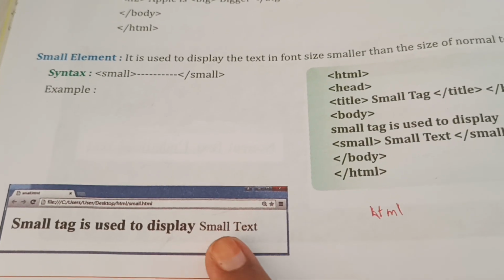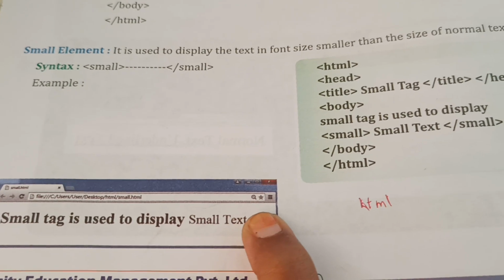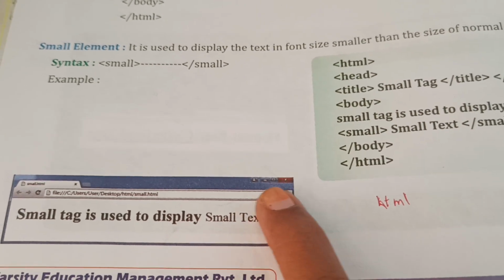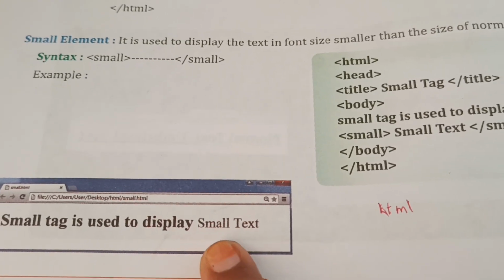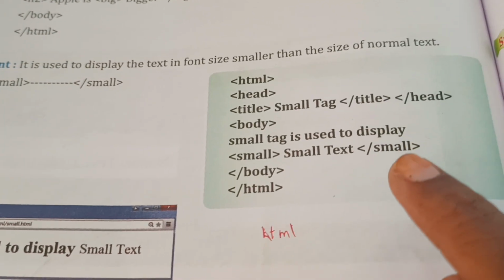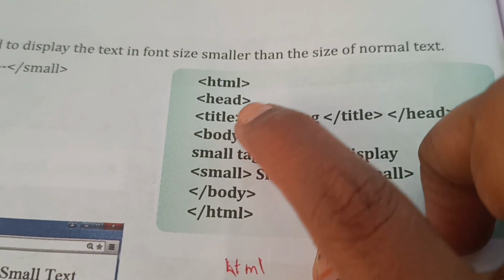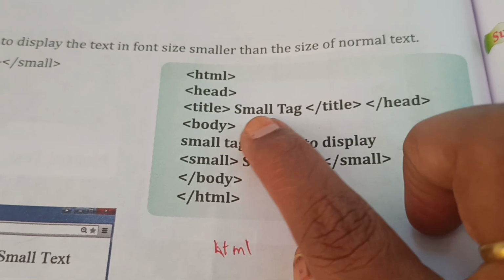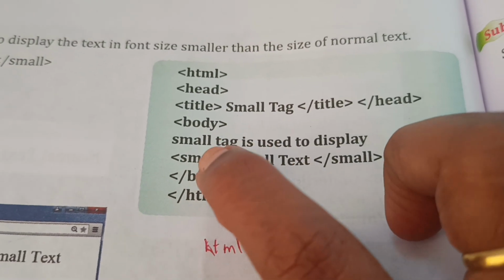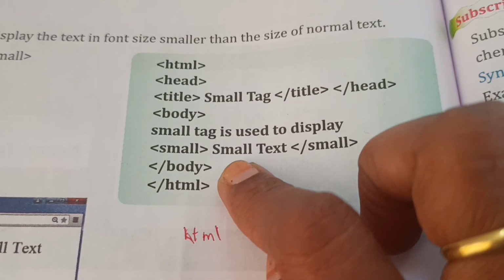Small text, where you give the small opening tag and closing tag, the text in the middle looks like very small text. So observe the program: HTML, head, title, small tag. What is the topic title? Small tag. Body open, small tag is used to display small text.